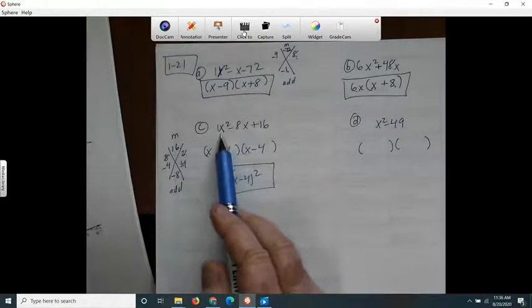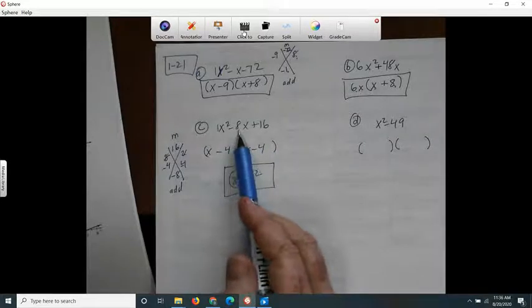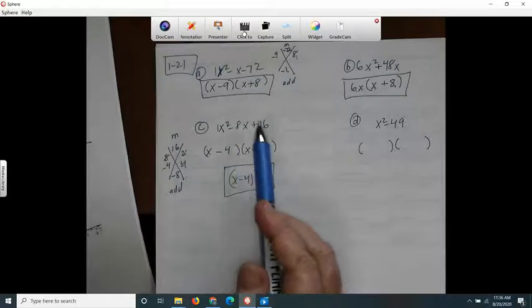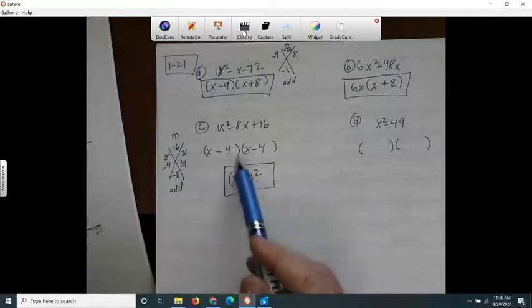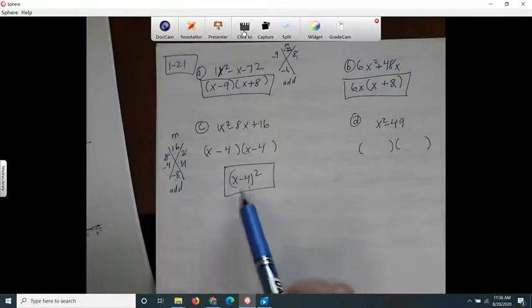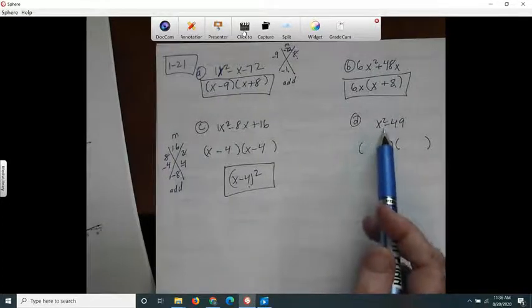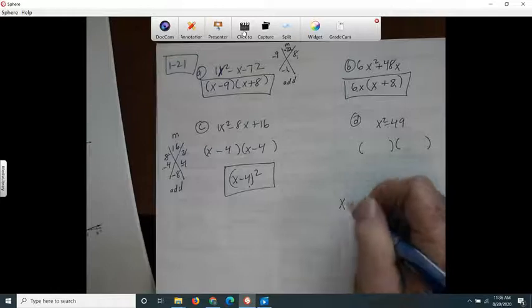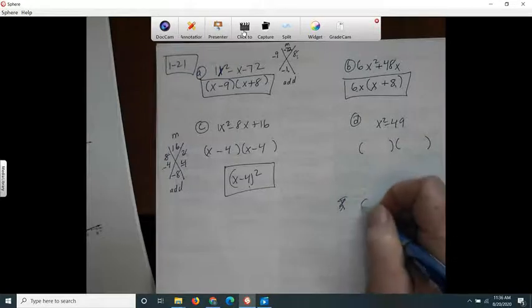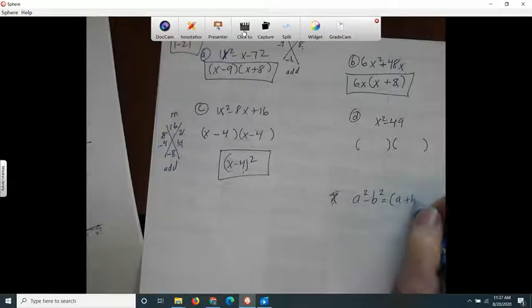This one is a difference of squares. I have a perfect square and another perfect square. I don't know if you've seen this before. Let's not use x: a squared minus b squared. That's how they usually show it, and it turns out like this. That's called difference of squares. So I recognize this as a difference of squares, and I don't even do the hard work of a diamond problem. I know it's a difference of squares.